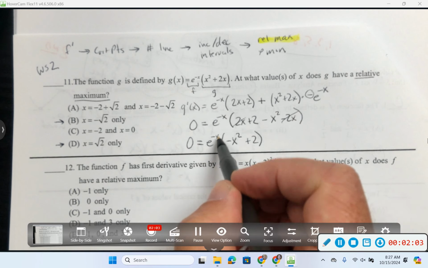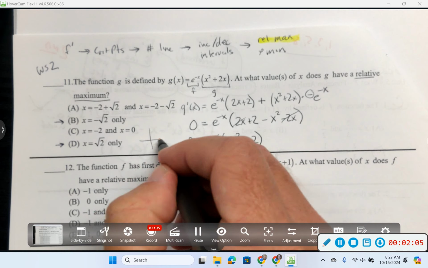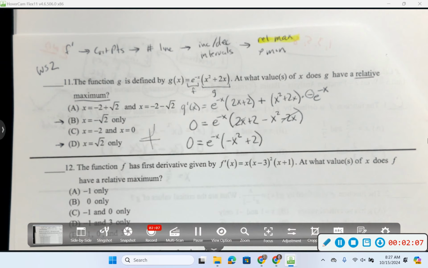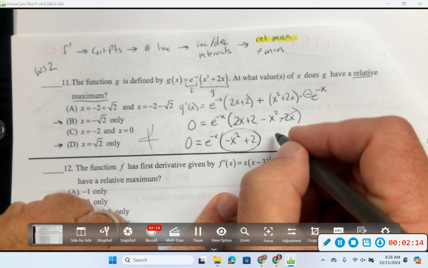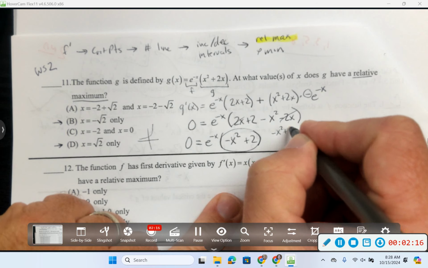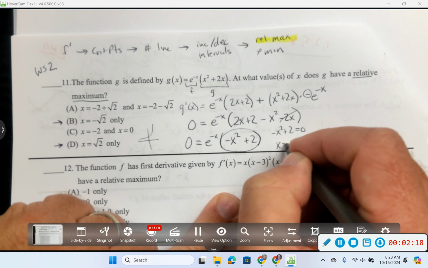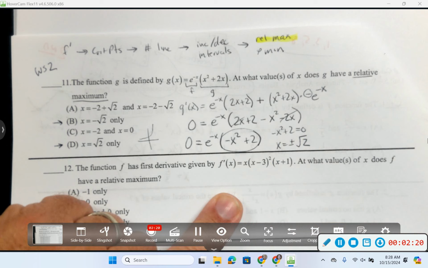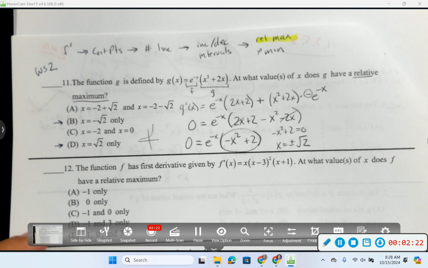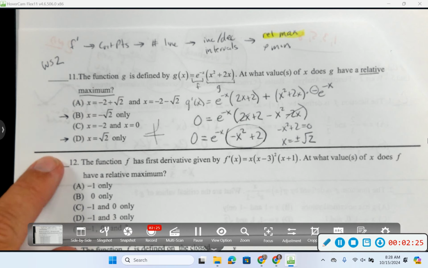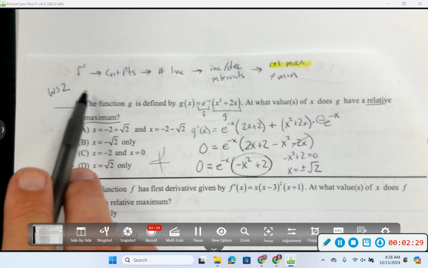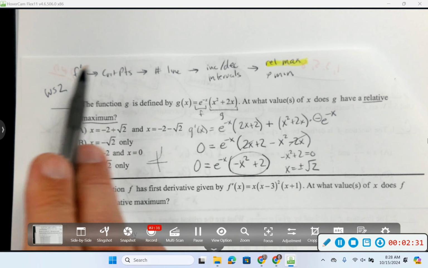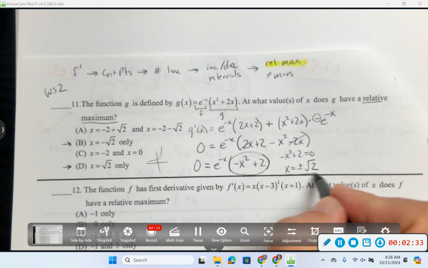Because e to the negative x, that's never equal to 0. E to the x looks like this. So negative flips it over, but that's never equal to 0. What could equal 0 is this. So that would be plus or minus square root of 2. So yeah, it's either B or D. So let's see, I'm back to my process here. F prime, did that. Critical points, that's what these are.